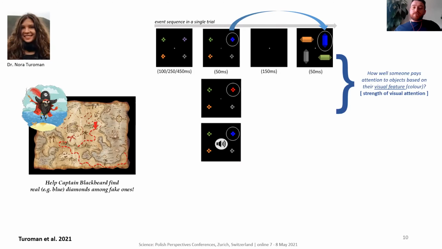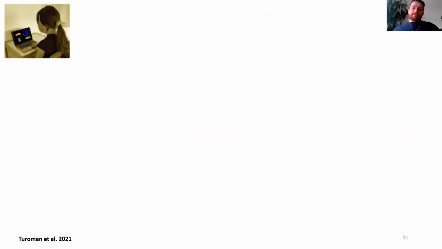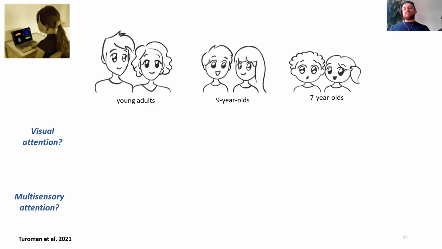Also on other trials, we would present sounds together with those flashes of color. And through this, we would also be able to measure the sensitivity of attention to audiovisual stimuli, so-called multisensory attention. And so we would be asking our participants to press buttons, and we would derive behavioral measures of attention, both of visual and multisensory attention. And we would see to what extent adults and kids across primary school share abilities to control their attention towards visual and multisensory information. So we tested young adults, 9-year-olds, 7-year-olds, and 5-year-olds.